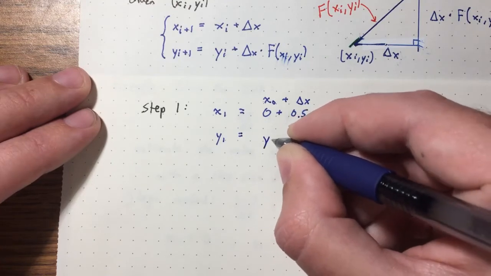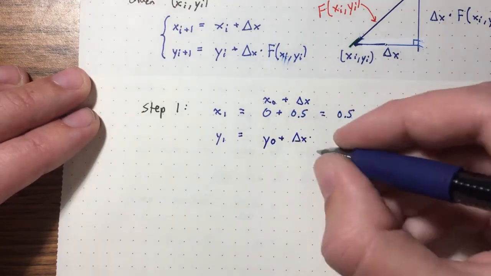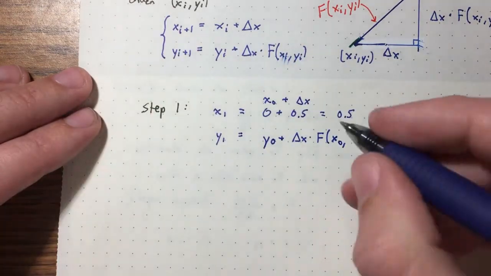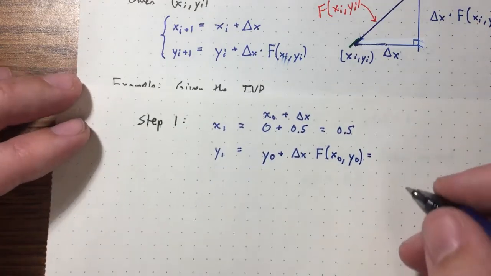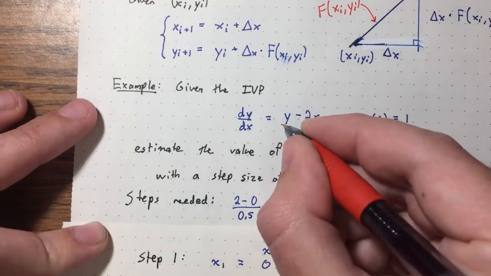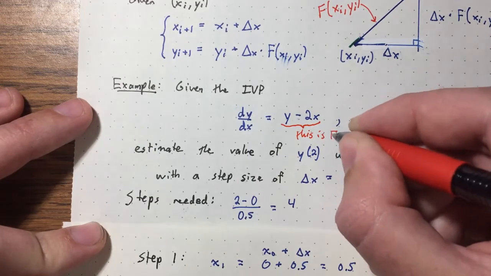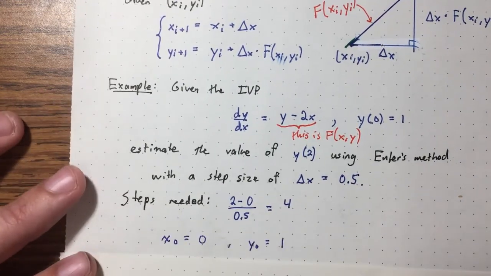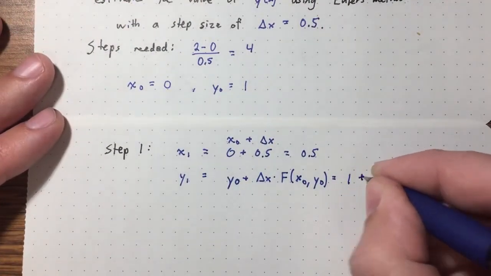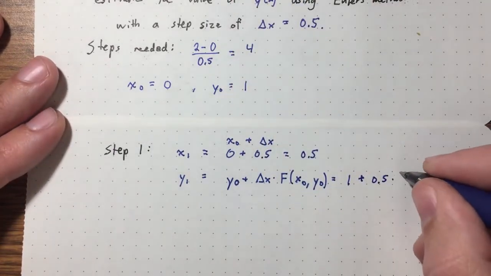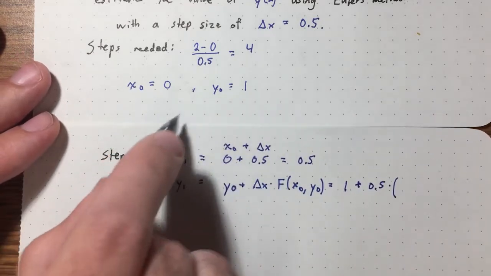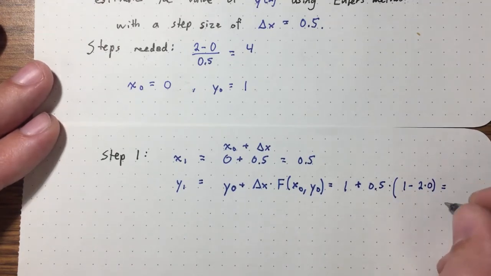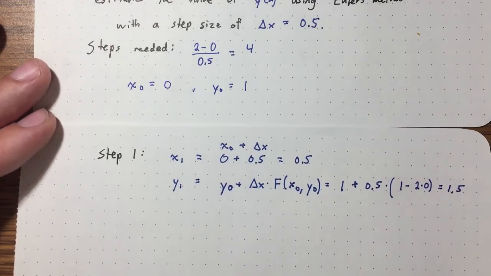Let me actually write down that formula. We do y0 plus the step size times capital F evaluated at the previous point, xi, yi. And remember, this is capital F of x, y. So y0 is 1, plus 0.5, the step size, times, and now we evaluate this function, y minus 2x, with these values. So we do 1 minus 2 times 0, and we just get 1 in here. For the final answer, we get 1.5. So that's our new y value.